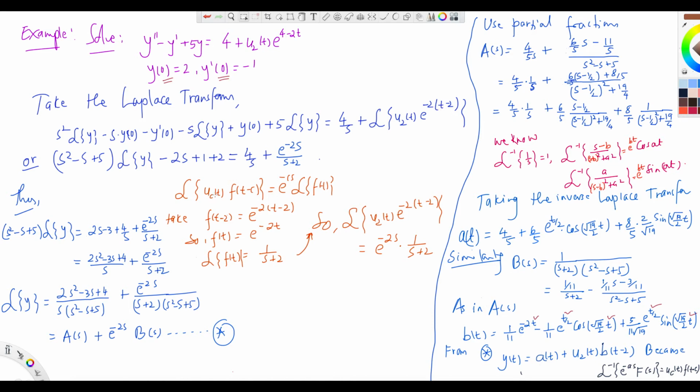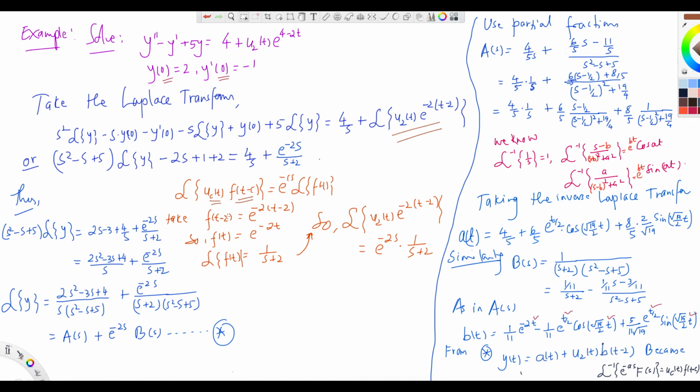Because we know that the Laplace transform of u_c(t) times f(t minus c), if it is in this form, u_c(t) and then f(t minus c), then we have the formula for the Laplace transform, which is e to the negative cs times the Laplace transform of f(t) only. Okay, that's why I wanted to write in the form of f(t minus c), where c is 2. If you compare this with that formula, you see that instead of c there is 2, right? So instead of u_c(t) there is u_2(t), so c is 2. Instead of f(t minus c), we have e to the negative 2(t minus 2). You see that? That's what I wrote.